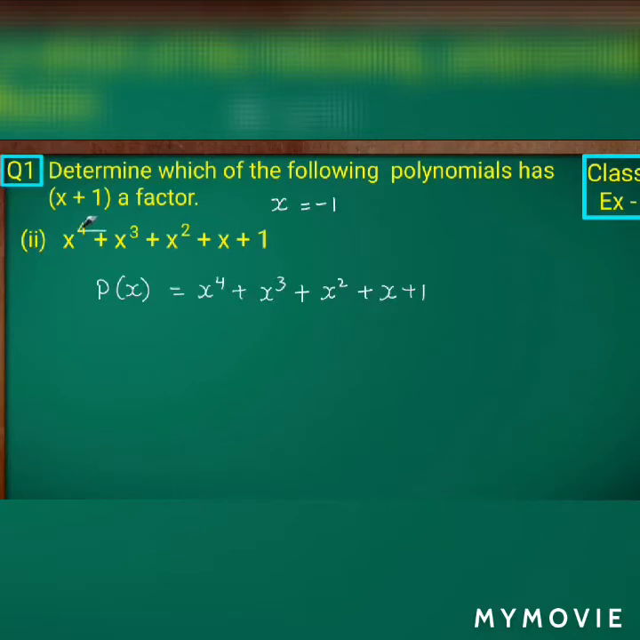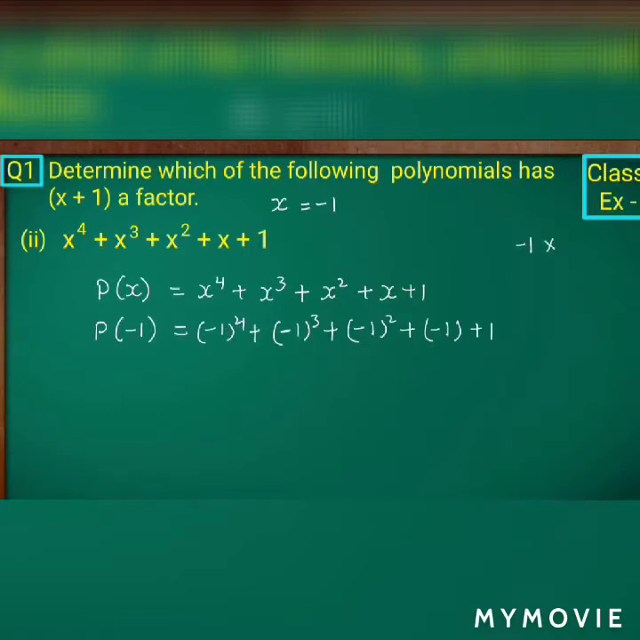So let's take the second problem here. x power 4 plus x power 3 plus x square plus x plus 1. Here the factor we know is x plus 1. Already I have taken the value of x, that is minus 1. Again we have to substitute the value of x in the given polynomial, that is p of minus 1, which is equal to minus 1 whole power 4 plus minus 1 whole power 3 plus minus 1 whole square plus minus 1 plus 1. In the place of x, I am just going to substitute the value of x, that is minus 1.